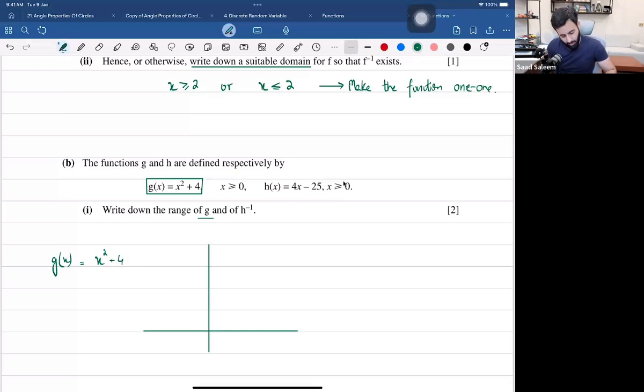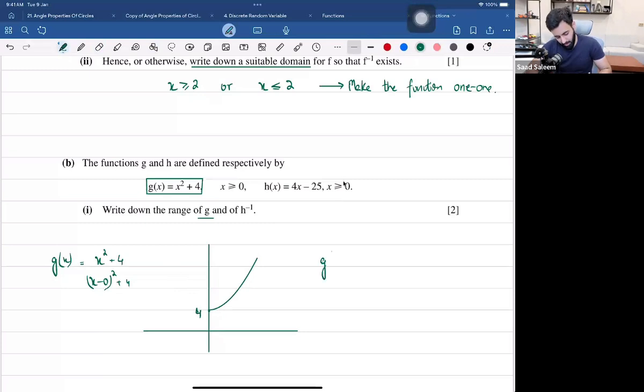0, 4. Very good. Why? Because technically it's as good as x minus 0, the whole thing square plus 4. Okay, don't think that you have to change it into completing square form. It's already in completed square form. So 0, 4 means something like this. But here's the thing. The domain that we're given is x is greater than or equal to 0. That means we're only looking at this part of the curve. So what do you think will be the range of this function?